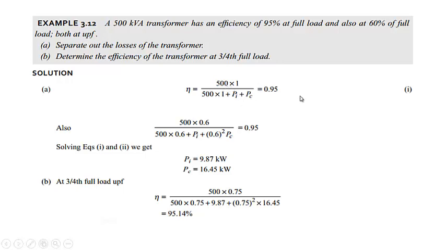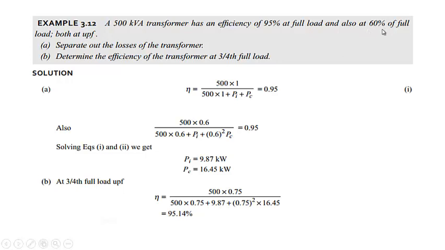So you can use that for one equation. Also, at 60% of full load, it has the same efficiency. That is, efficiency will be 0.95 = 500 × 0.6 divided by (500 × 0.6 + PI + PC), because 60% of full load will be 0.6 into 500. So output will be 500 into 0.6, PI will be as it is, but PC will change as per the load.